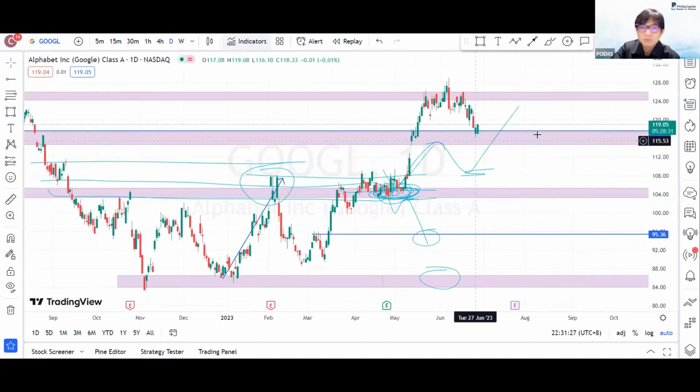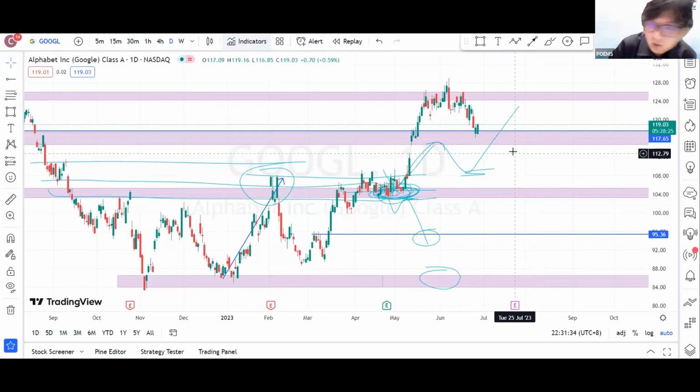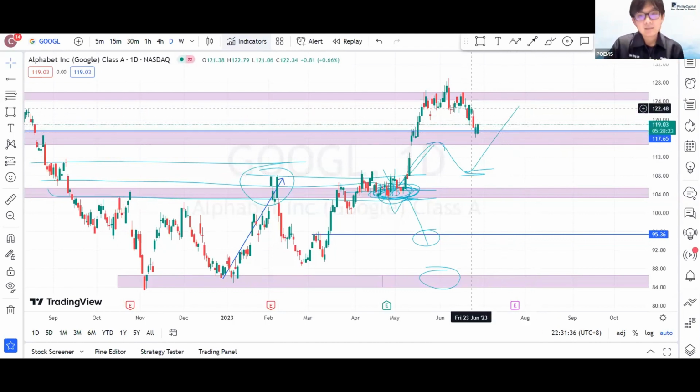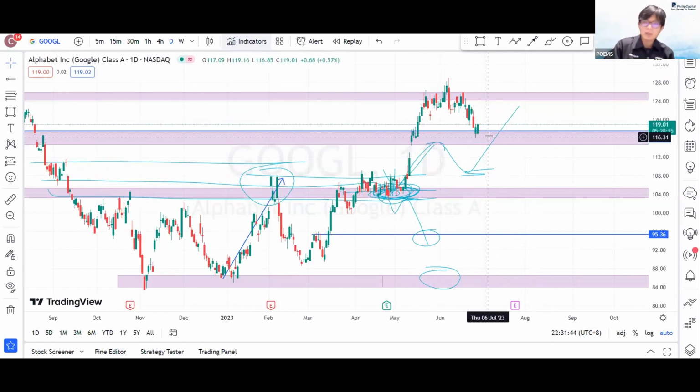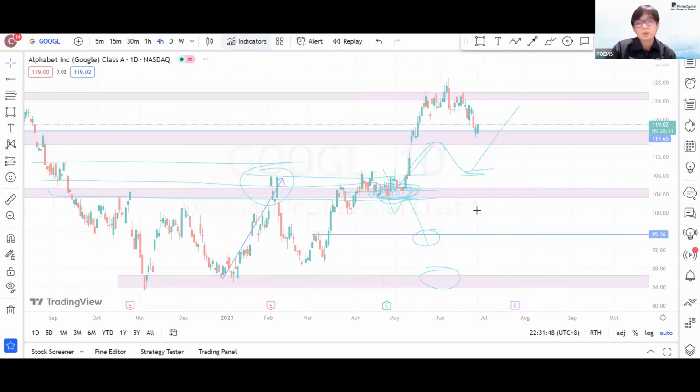Now daily wise, Google, since Ben asked for Google, is nice. Price action wise, they made a high at 128 recently, and currently are sustaining the price well. At 116 we have a bullish candle yesterday, and today still trying to push very bullishly.